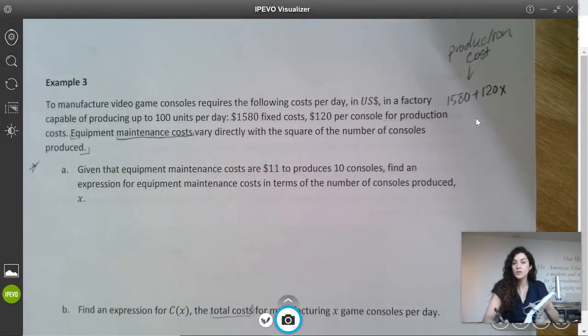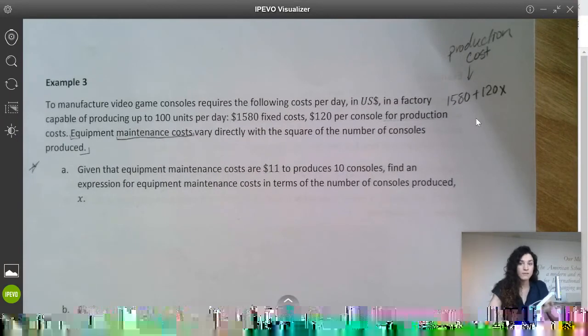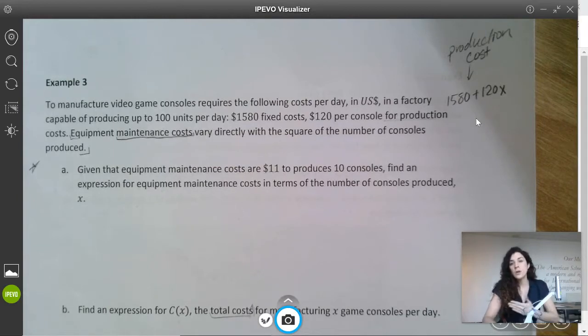Well, it makes sense that in order to maintain the factory, you have certain costs that go hand in hand with that. And it says that this maintenance cost varies directly with the square of the number of consoles produced. This is something that we learned about when we were talking about models. So just be aware that this is something we talked about a long time ago. And if you don't remember that, then you should definitely go back through your old notes and try and find where we talked about modeling situations.